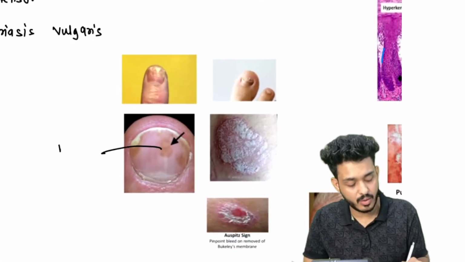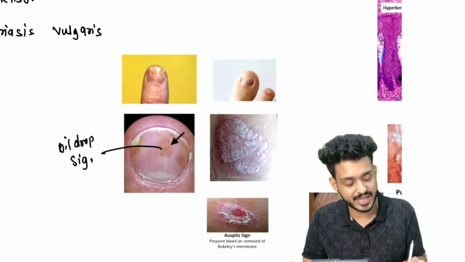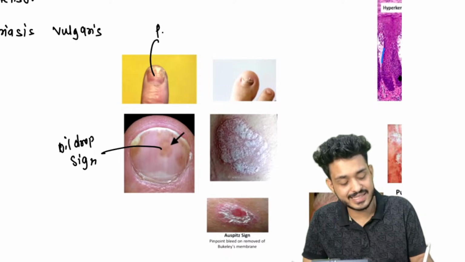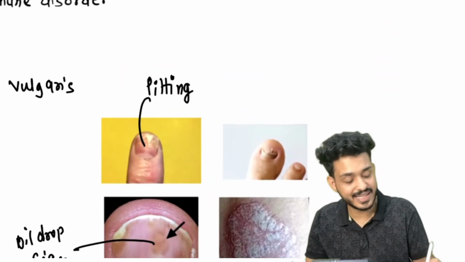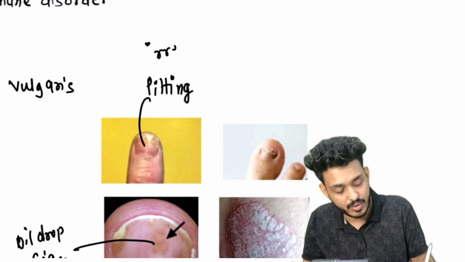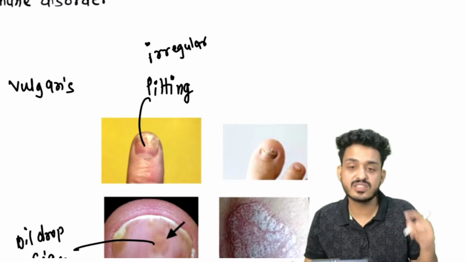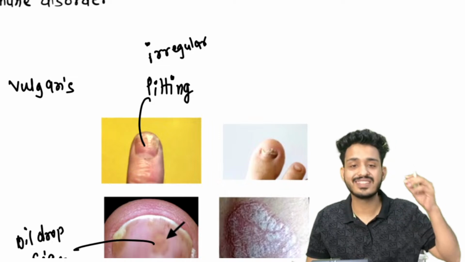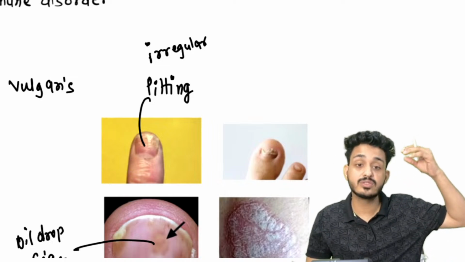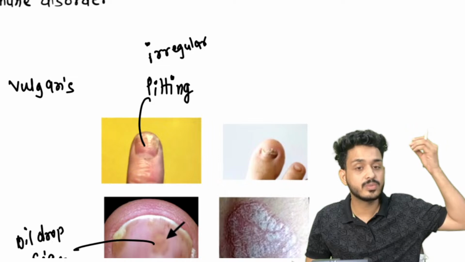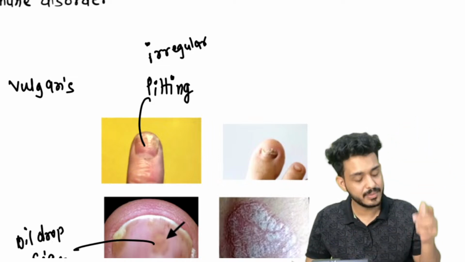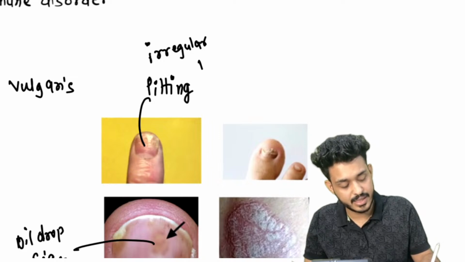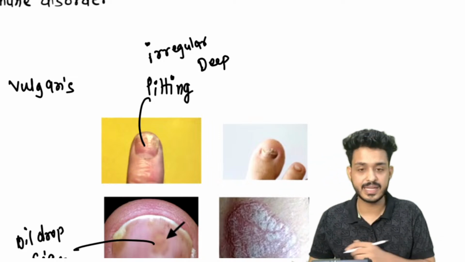This is known as oil drop sign. Here we can see pitting is there. What kind of pitting? Is it regular or irregular pitting? Remember guys, it is irregular pitting. Is it a superficial pitting or a deep pitting? Superficial is above; superficial pitting you will be finding in alopecia areata. You will be having irregular, deep pitting here. Okay.